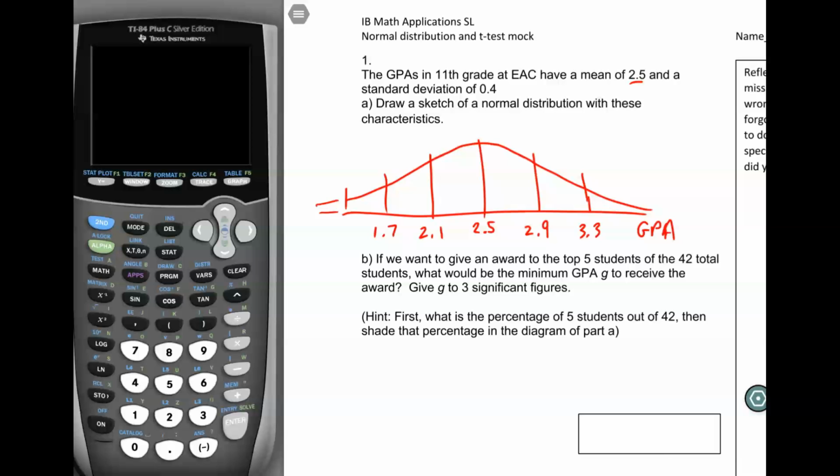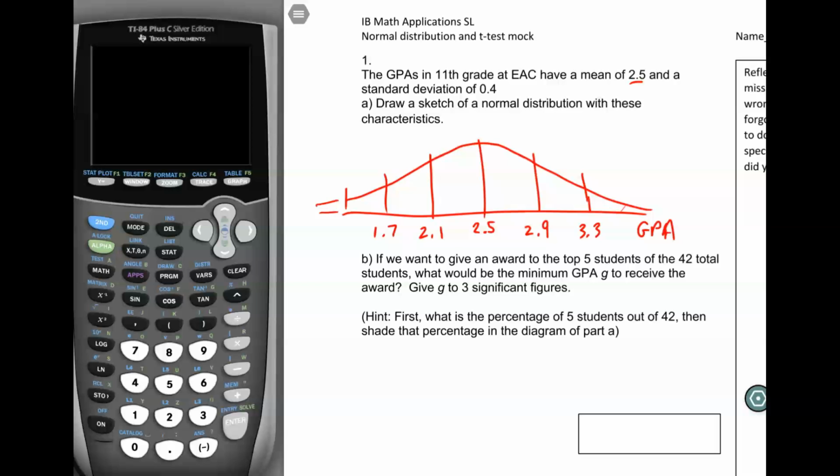If we want to give an award to the top 5 students of 42 total students, that would be like this whole area here. The top 5 students would be some people over here, the area over here, right? So in that case, this 5 has nothing to do with the x-axis scale, right? It actually has to do with the area.